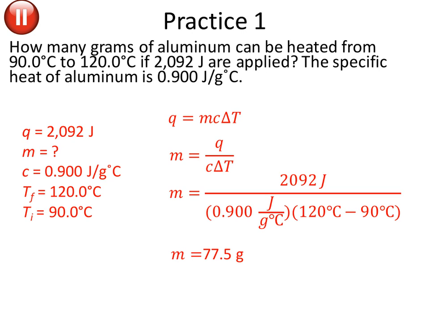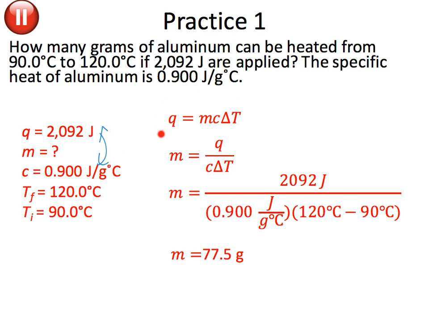Okay, so I've listed out the unknowns and the knowns. And again, everything is in the right units: we have degrees Celsius, we have joules per gram degree Celsius. One thing to note that is very important is that the units have to match: the joules have to match, the grams have to match, and degrees Celsius have to match.